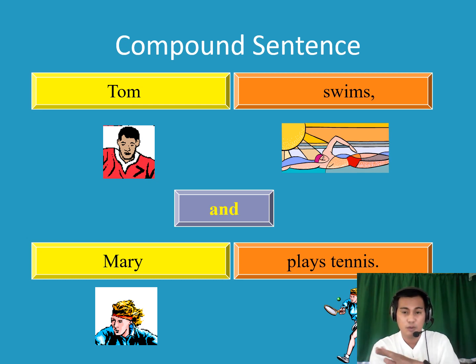But here we broke them, we separated them. Okay, Tom does one thing, Mary does another thing. Okay, Tom swims and Mary plays tennis. So you have here one simple sentence, Tom swims, and another simple sentence, Mary plays tennis. That's it.